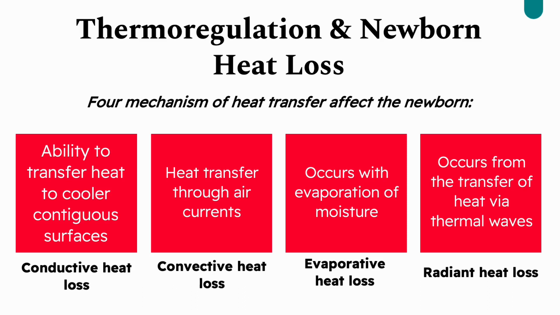Evaporative heat loss occurs with evaporation of moisture, as when a newborn is wet with amniotic fluid and is subjected to dry and cooler surrounding air. This creates a heat loss. Radiant heat loss occurs from the transfer of heat via thermal waves from the infant's warm body to cooler surrounding objects through the air.